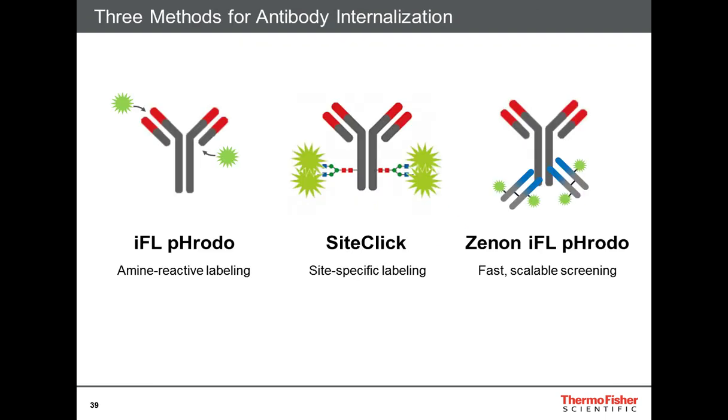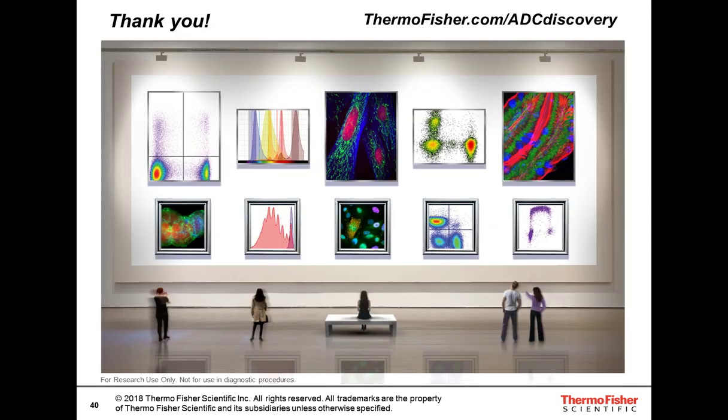And so today we've looked at 3 different methods for antibody internalization. Our IFL-Frodo red and green reagents are for amine-reactive conjugation and monitoring of internalization. The SiteClick system is designed for site-specific labeling and covalent modification of antibodies, while the Zenon IFL-Frodo is designed to screen many, many different antibody clones.